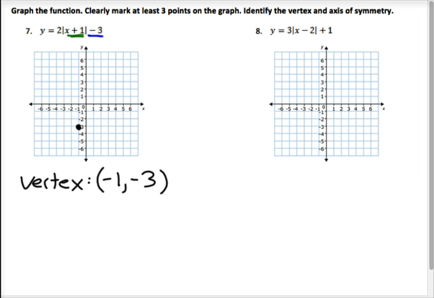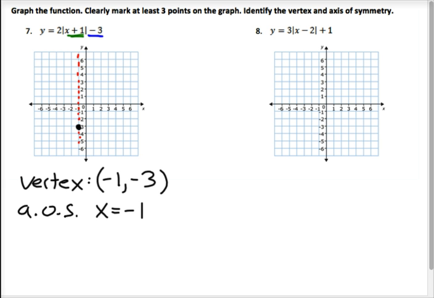Now, not only is that where the vertex lies, but that's also where my line of symmetry is. Now, the directions actually say to label that axis of symmetry. So the axis of symmetry, where is it occurring? Well, it's occurring on that line x equals -1. It's occurring at the vertex.